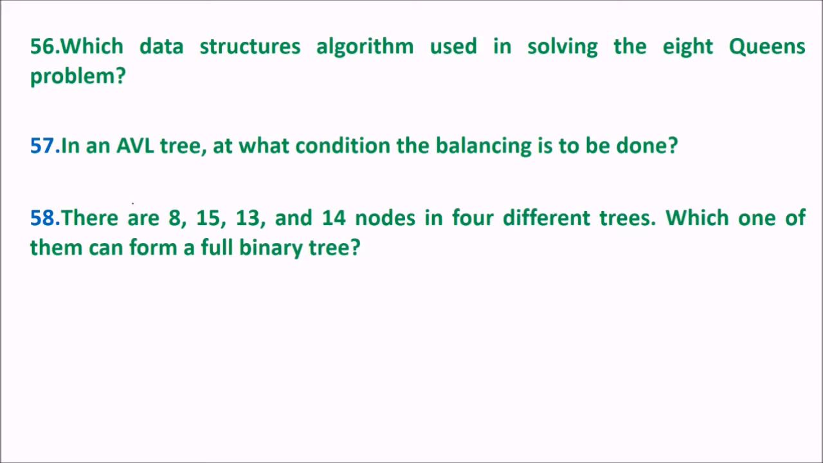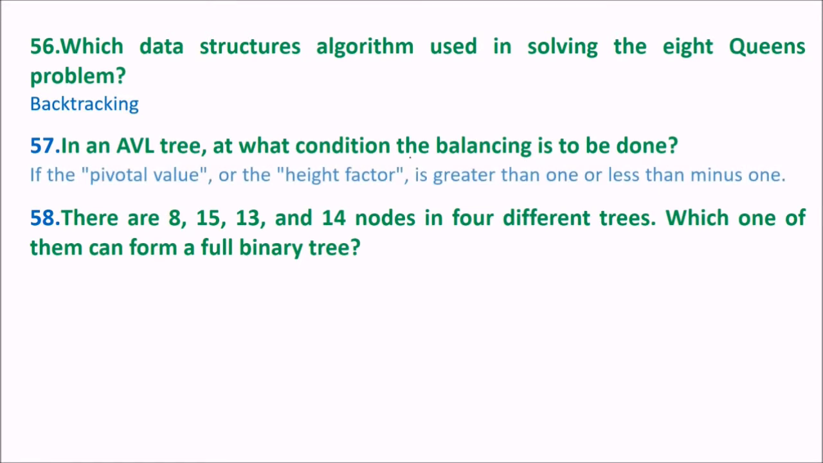Question 56: which data structure algorithm is used for solving the 8 queens problem? That will be backtracking. In an AVL tree, at which condition is the balancing to be done? Again, they are repeating. That is, if the balance factor is less than -1 or greater than 1. We have seen that if the tree contains 8, 15, 13 or 14 nodes of different types, which of them can form a full binary tree? We have seen how 15 can be done.